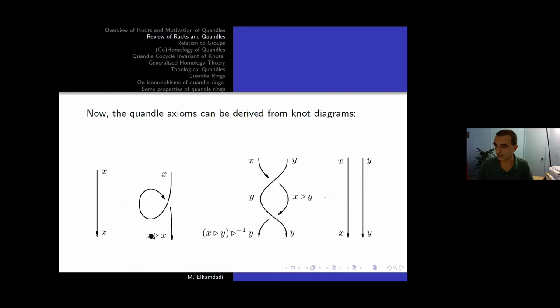The diagram on the right is Reidemeister move two. Then again, you start with the incoming arcs, you color them X and Y. The first crossing is positive. You end up with X triangle Y. The next one is negative. And then you end up with X triangle Y triangle inverse Y. And obviously that has to be X. Basically, this is just right multiplication by Y composed with its inverse, which they cancel each other.